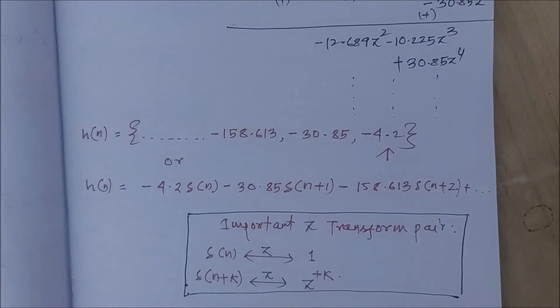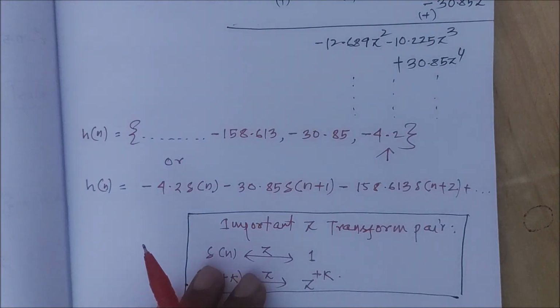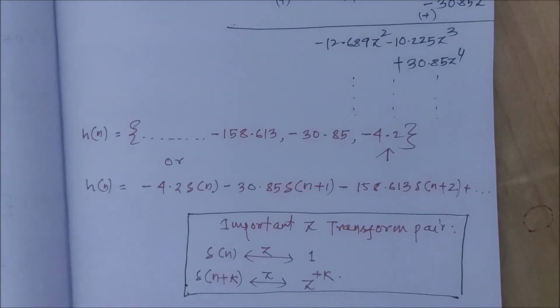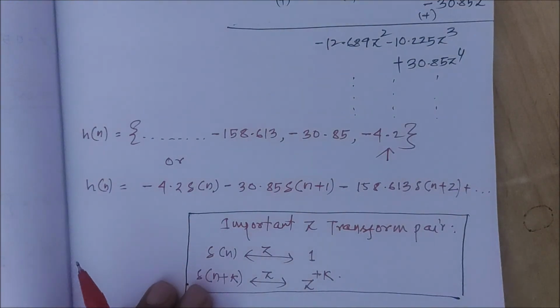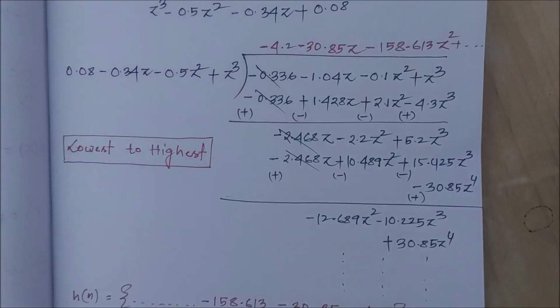So the important Z transform pair we need to remember here is the Z transform of del of n is always equal to 1 and the Z transform of del of n plus k is always equal to z to the power plus k. That means positive power of z, which is also a shifting property of Z transform. So in this way we can determine the inverse Z transform using long division method for two different conditions, one for causal and another for anti-causal system.